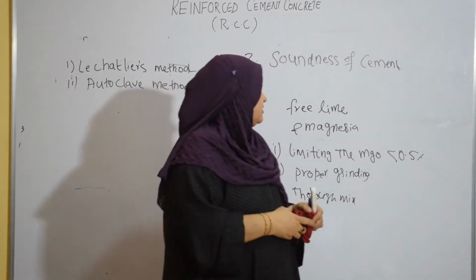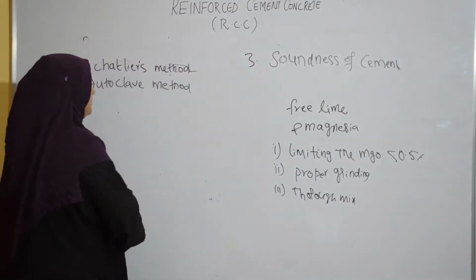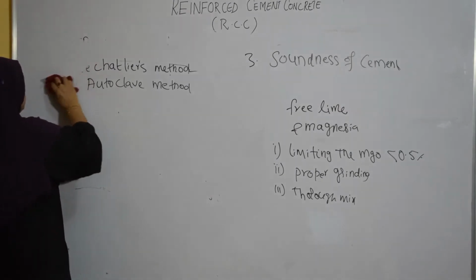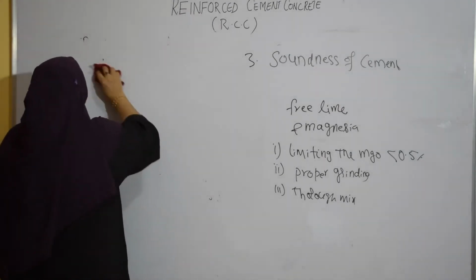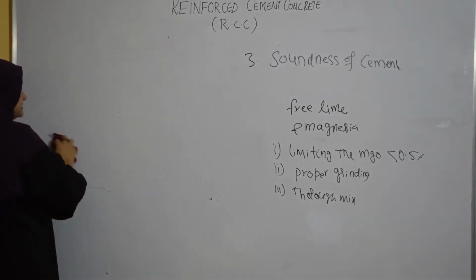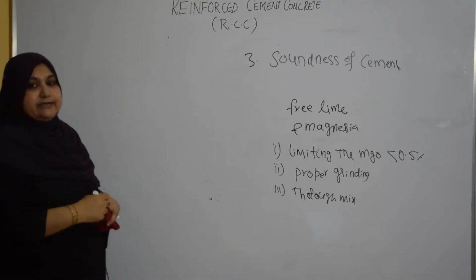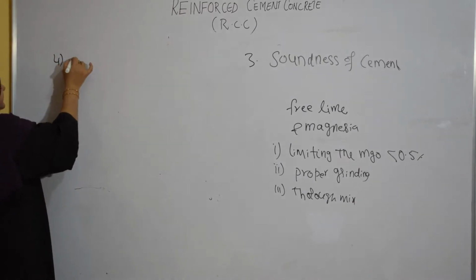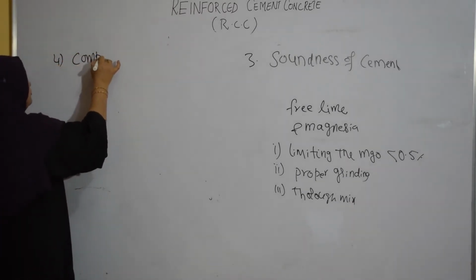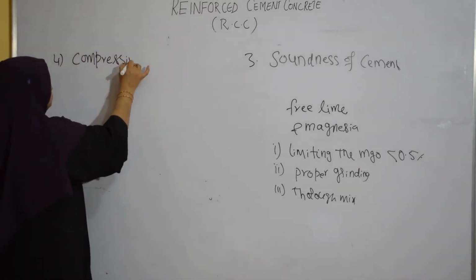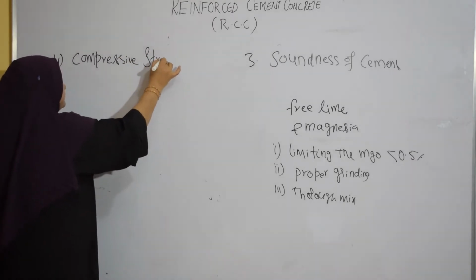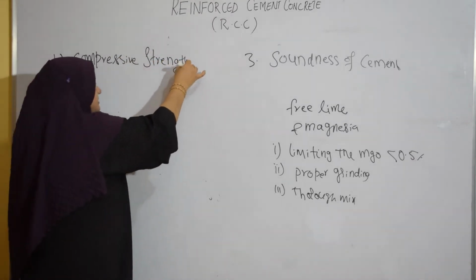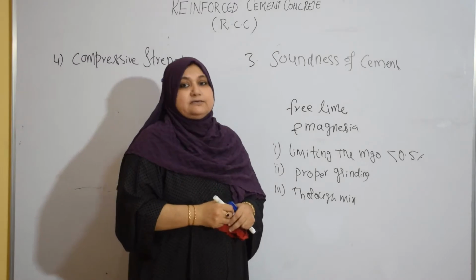Okay, so this is not that important for us, because on the field we don't bother about this test mostly, because at the factory, at the production industry itself, those people will take care of this soundness test. Okay, so the fourth one is the most important property of cement, that is compressive strength. This is the most important property of the cement.